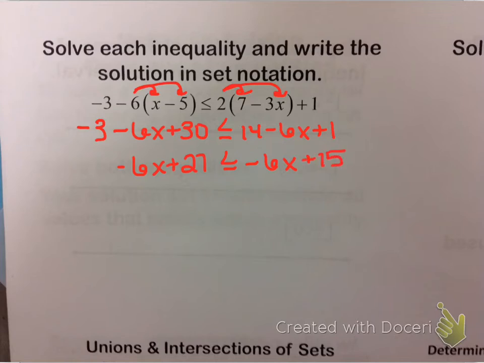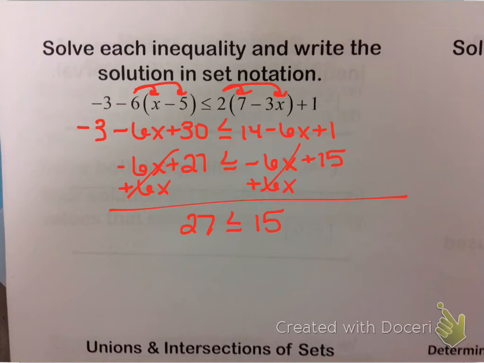Okay, and here's where you run into a problem, because when you go to the A step, you start adding and subtracting stuff to move it from side to side. And so what you try to do is add the 6x to move it from one side to the other, and what ends up happening is it cancels off of both sides. And so what you're left with is this inequality, which doesn't make any sense. And there's a reason for that.